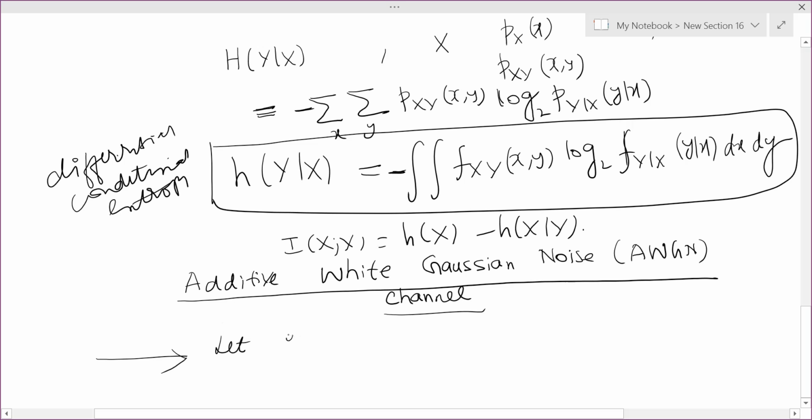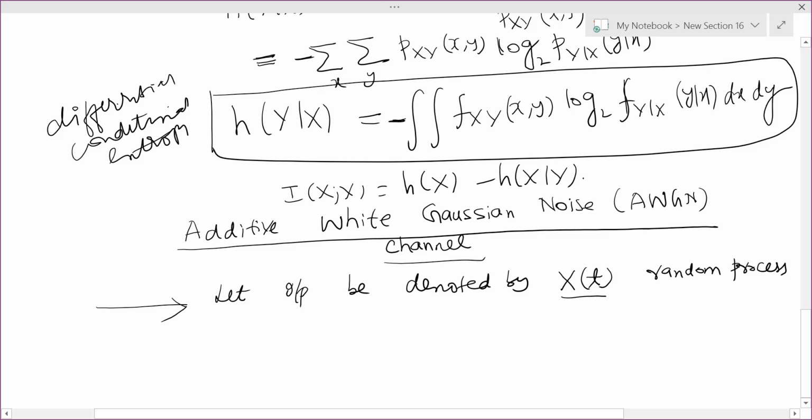Let input be denoted by the process x of t. See, input process, it is a random process. Since some of you are not from an electronics background, they might not have heard about random process. You can think of a random variable, right? Random variable, you know. Now if this random variable changes with time also, we will call it random process. A simple definition of it. It is a very complicated thing in one sense.